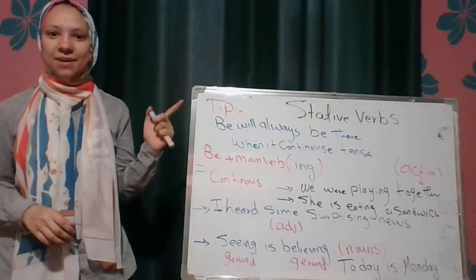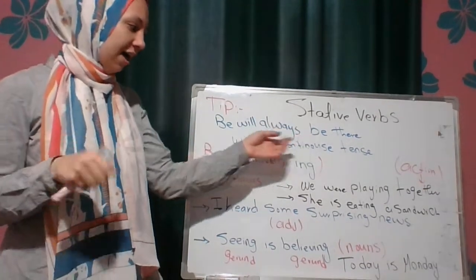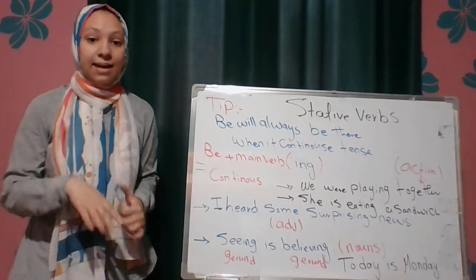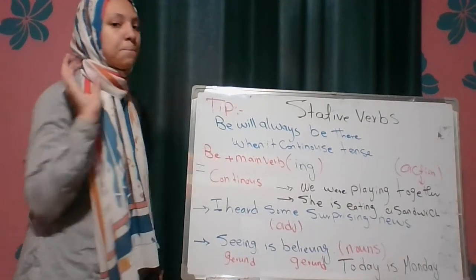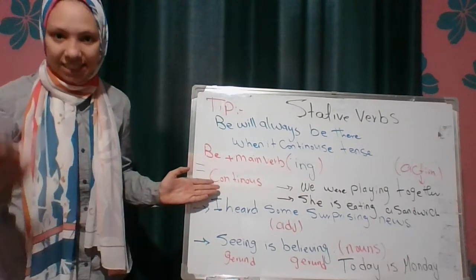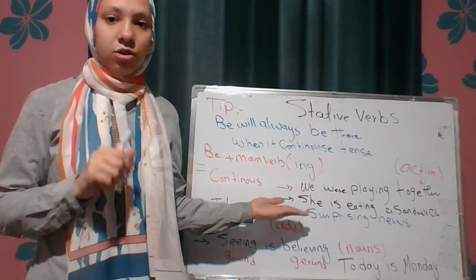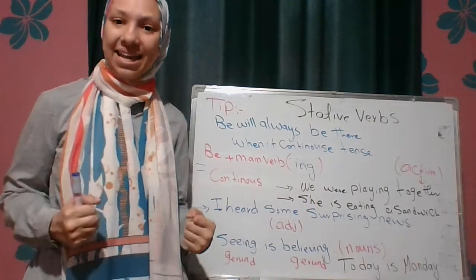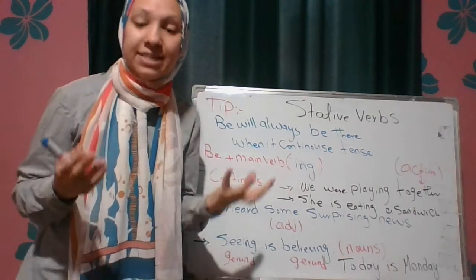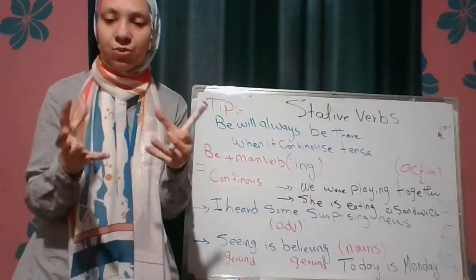Well, there is a tip here. The verb be will always be there when it is a continuous tense. So if you see be plus main verb plus ing, it will be the continuous. For example, we were playing together. This is an action. We were playing. But she is eating a sandwich. Also, there is an action here. So this is the present continuous, or a continuous tense.